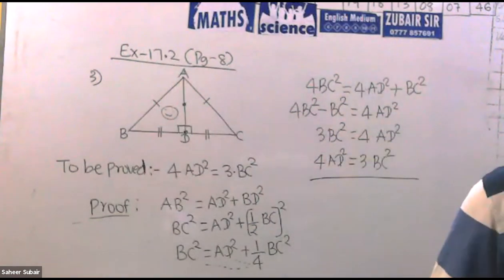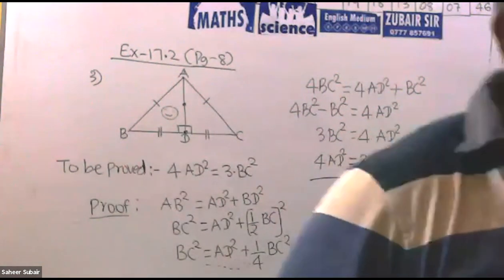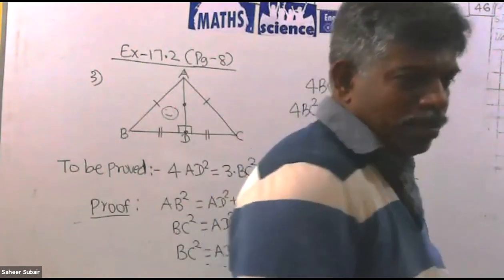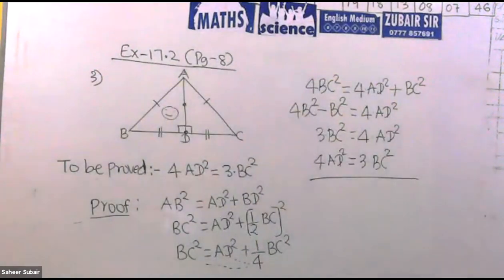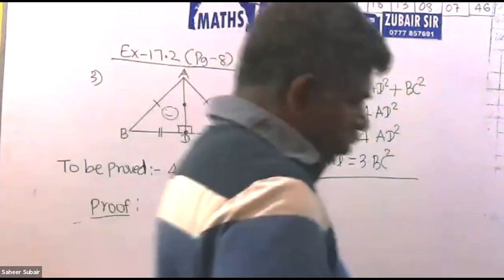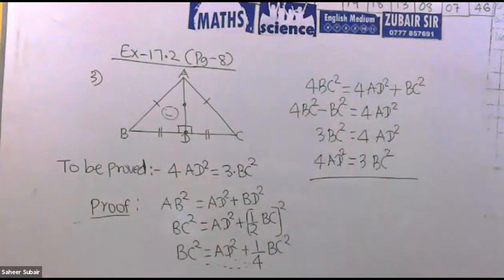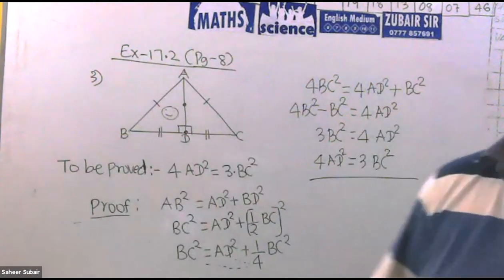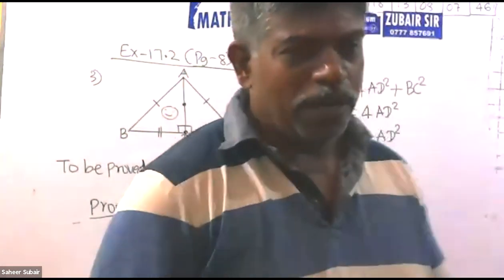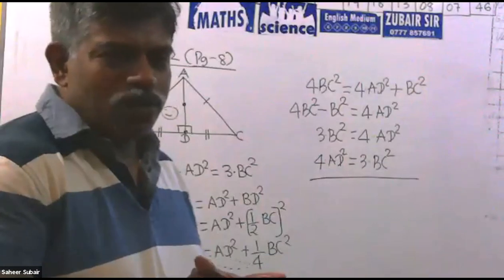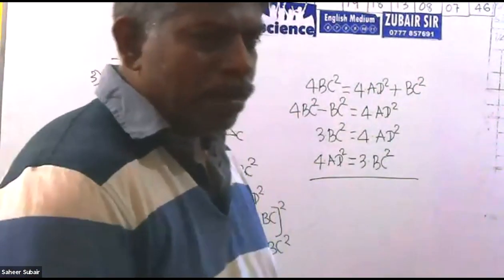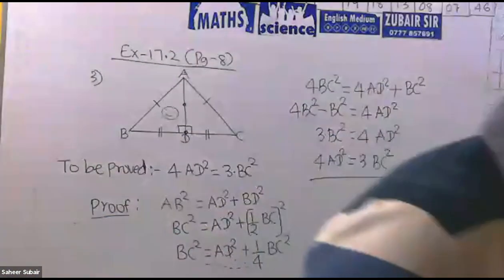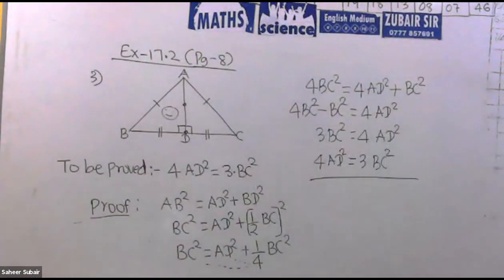So a simple way: seeing the proof and connecting the wanted sides by using Pythagoras theorem. So today I'll stop here. I think you could have understood the method. You can try the other questions. Okay. Next time we'll see the remaining part. So goodbye.